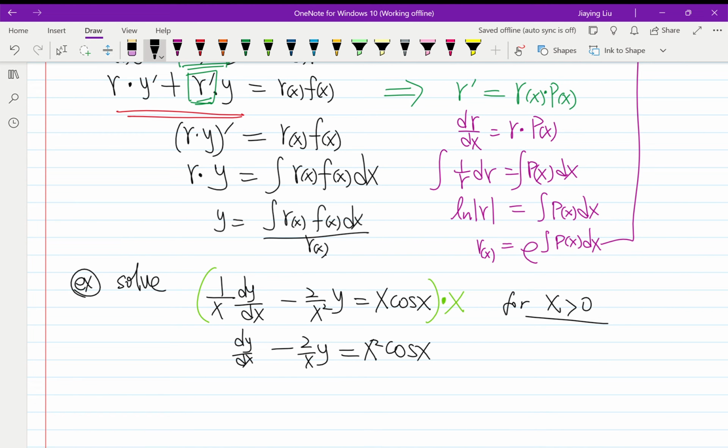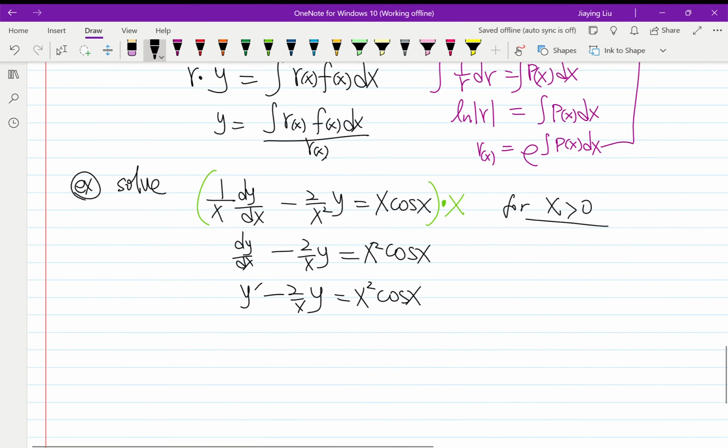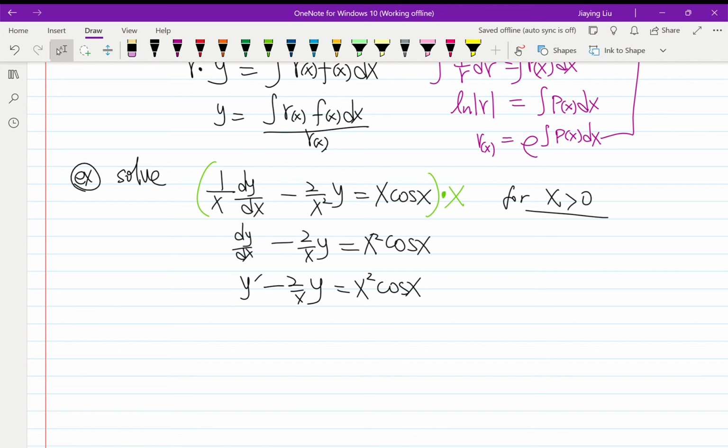Are you okay with what I did? I just basically take every term here and multiply by x to get rid of this. And then the next thing I'm going to do is, I really don't like this dy/dx, so I'm just going to put a y prime there. I prefer to use that notation. So y prime minus 2 over x y is equal to x squared cosine x. So now we're actually going to use the technique involving the integrating factor.